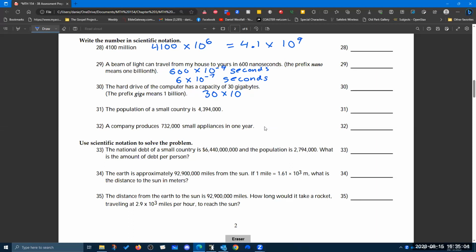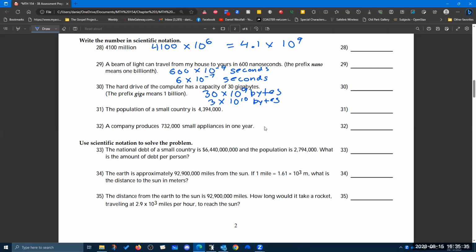Sorry, did I do this right up here? Yeah, ninth. That's right. And this is bytes, but we're going to change that to scientific notation because we need to only have one significant figure in front of the decimal point. This can be 3 times 10 to the 10th because it's tens of billions for its magnitude.